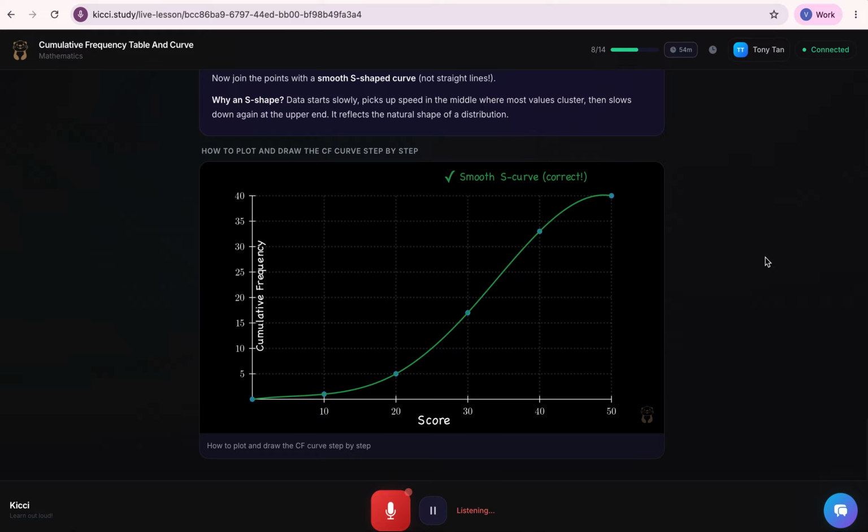It's usually an elongated S shape, Tony. That's because data tends to clump in the middle, making the curve get steeper in that section. While it might vary slightly from dataset to dataset, you wouldn't typically see a radically different shape unless the data was really weird. Does that make sense? Ready to move on to how to read the curve? Yeah, go ahead.